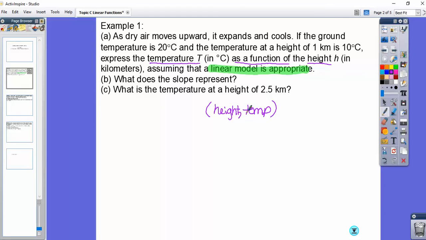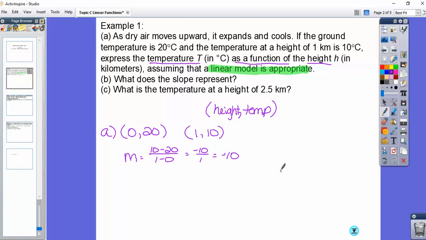Okay, so to write the equation of a line, we need some points, and we have that. Ground temperature is 20 degrees Celsius. So if it's on the ground, your height is 0, and that temperature is 20. And when the height is 1, the temperature is 10. So now we need slope and y-intercept. So slope: y2 minus y1 over x2 minus x1. So our slope is negative 10.